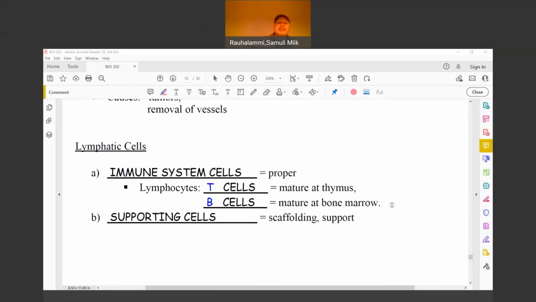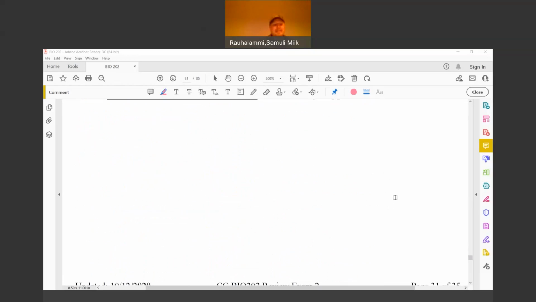In terms of the lymphatic cells, I'll leave the immune system cells for our next section. So T cells, remember, mature at the thymus, B cells mature at the bone marrow, and we had, of course, supporting cells.